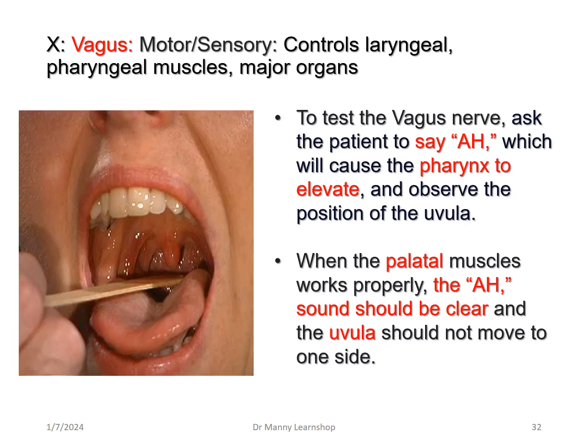Then you have the vagus nerve, which does a lot of things. But in this situation, the cranial nerve here, it controls laryngeal and pharyngeal muscles, but major organs everywhere. Heart, lungs, bowel, etc. But to test the vagus nerve, we ask the patient to say ah, which will cause the pharynx to elevate, and you observe the position of the uvula. When the palatal muscles work properly, the ah sound should be clear and the uvula should not move to one side. It should just move up.